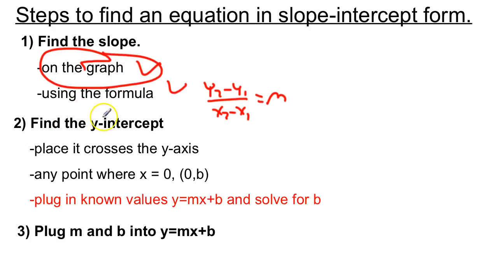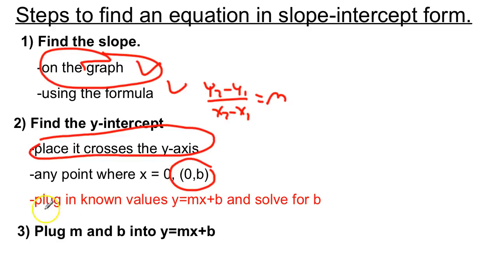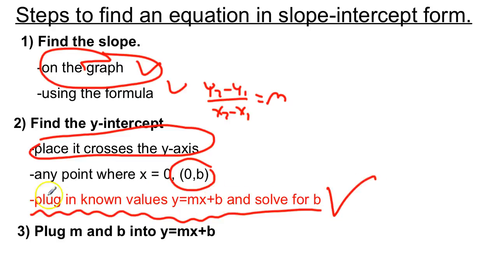Now we need to find the y-intercept. So the place it crosses the y-axis. We couldn't really know by looking at it. It would be an estimate. Any point where x equals 0, well, we couldn't really tell that either. That would also be an estimate. So the third way is plug in known values for y equals mx plus b and solve for b. That's what we're going to do right now.